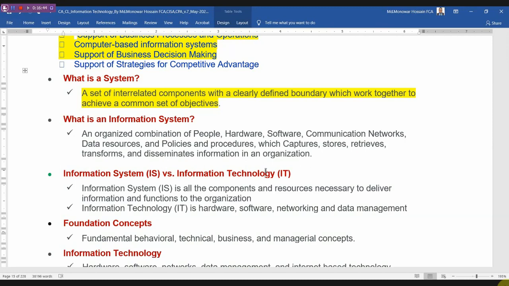So what is an information system? An information system is an organized combination of people, hardware, software, communication networks, data resources, and policies and procedures which capture, store, and transform data, aligned with the business and the organization. The components are people, hardware, and software. There is a separate chapter on this in your syllabus also.